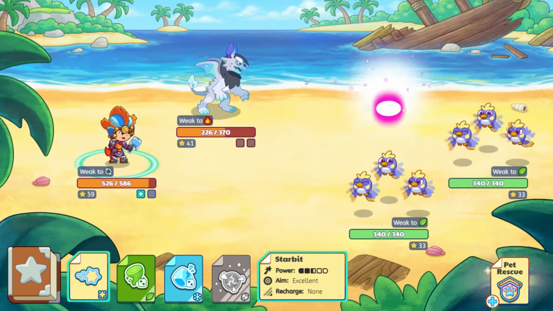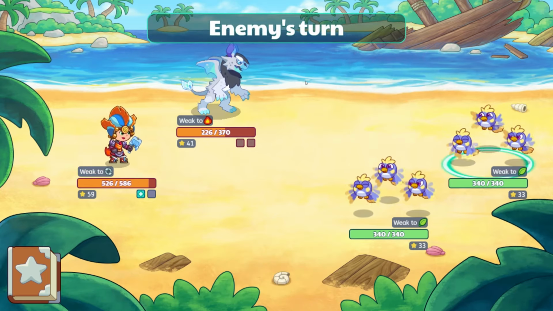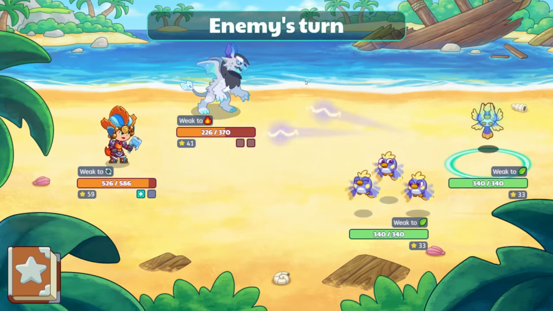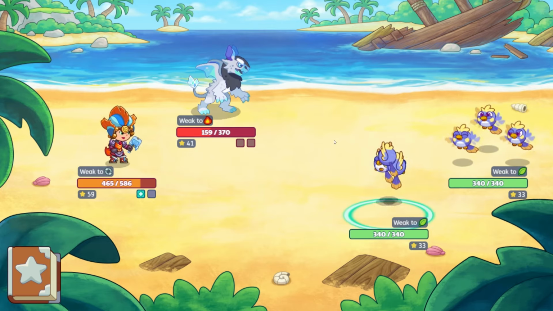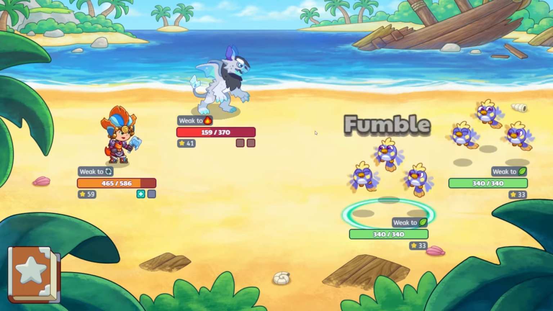All right, then I'm going to save my Green Gust for these other guys, which should be a one-hit if we make it there. Oh, they're only level 33, so good. Got the fumble.